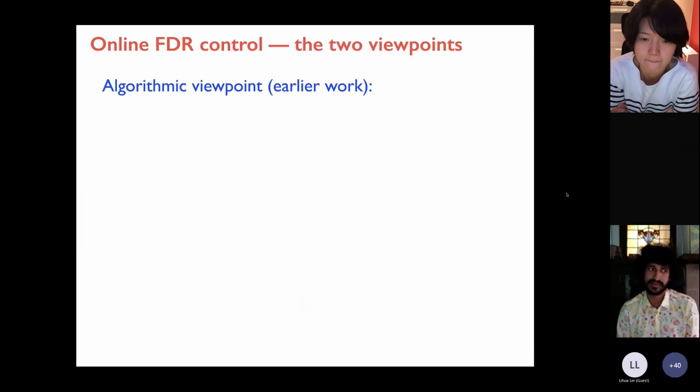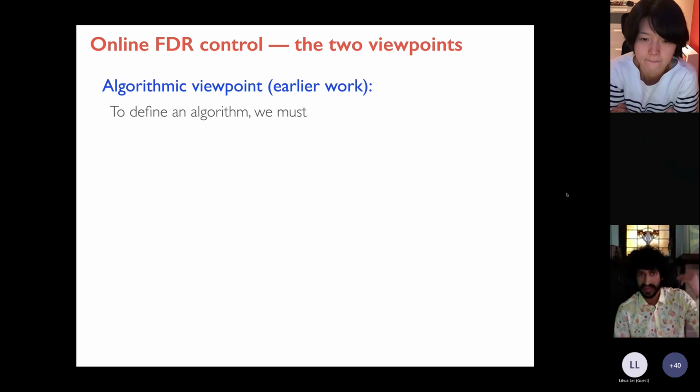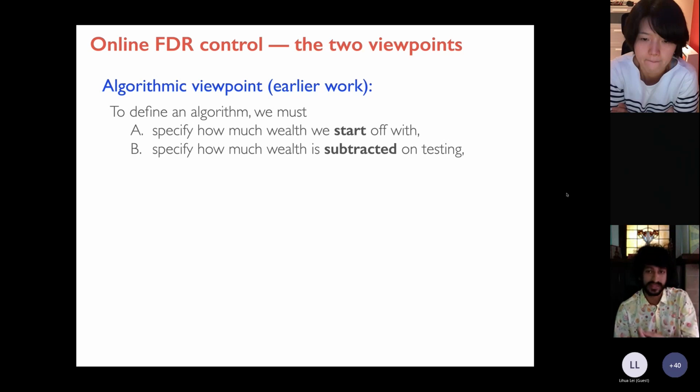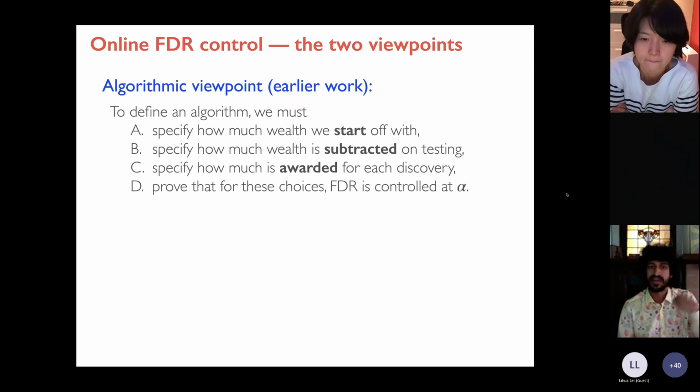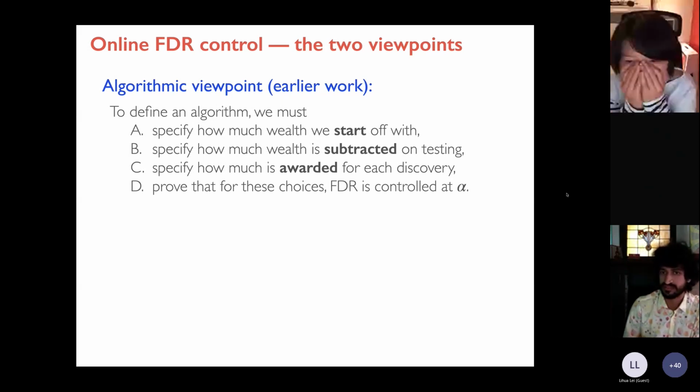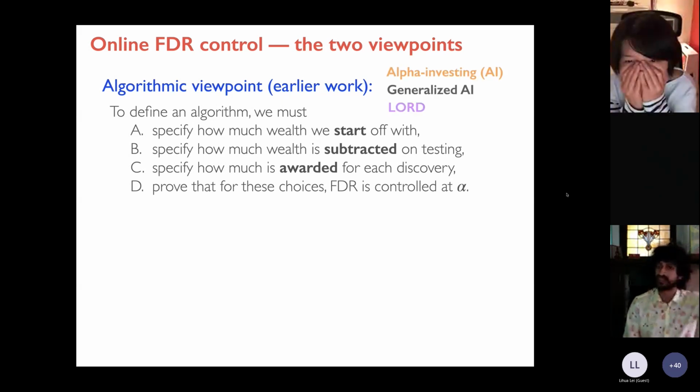Okay, so as I mentioned, there are two viewpoints for online FDR control. The earlier work was this algorithmic viewpoint. To define an algorithm, we must specify how much wealth we start off with, how much wealth is subtracted on testing, how much wealth is awarded for each discovery, and then prove that for these choices, FDR is controlled at level alpha. So this is a very algorithmic way in which the original algorithms were developed.